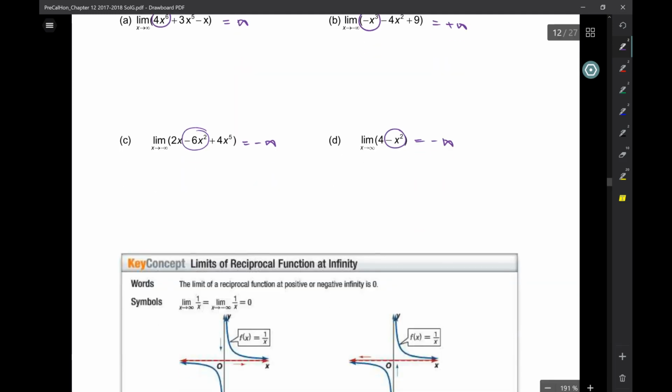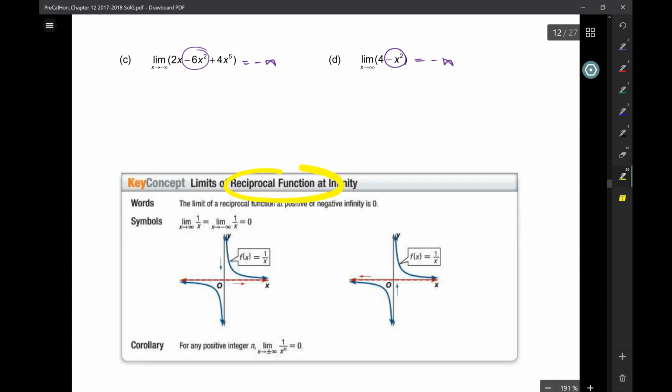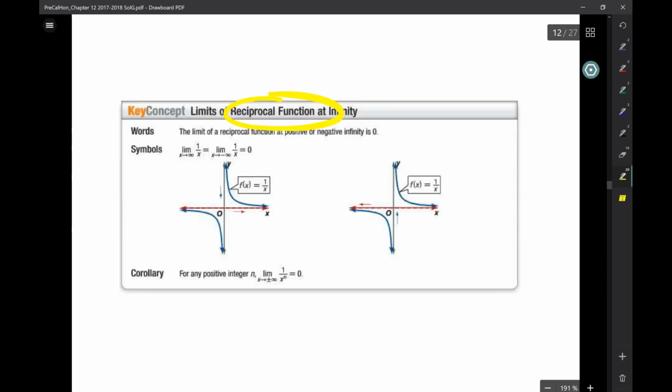Okay. All right, let's talk about reciprocal functions. Right? This is what a reciprocal function looks like. So f of x is equal to 1 over x. Can x ever be 0? No. Can y ever be 0? No. You can never divide 1 by a number and get 0. Okay.